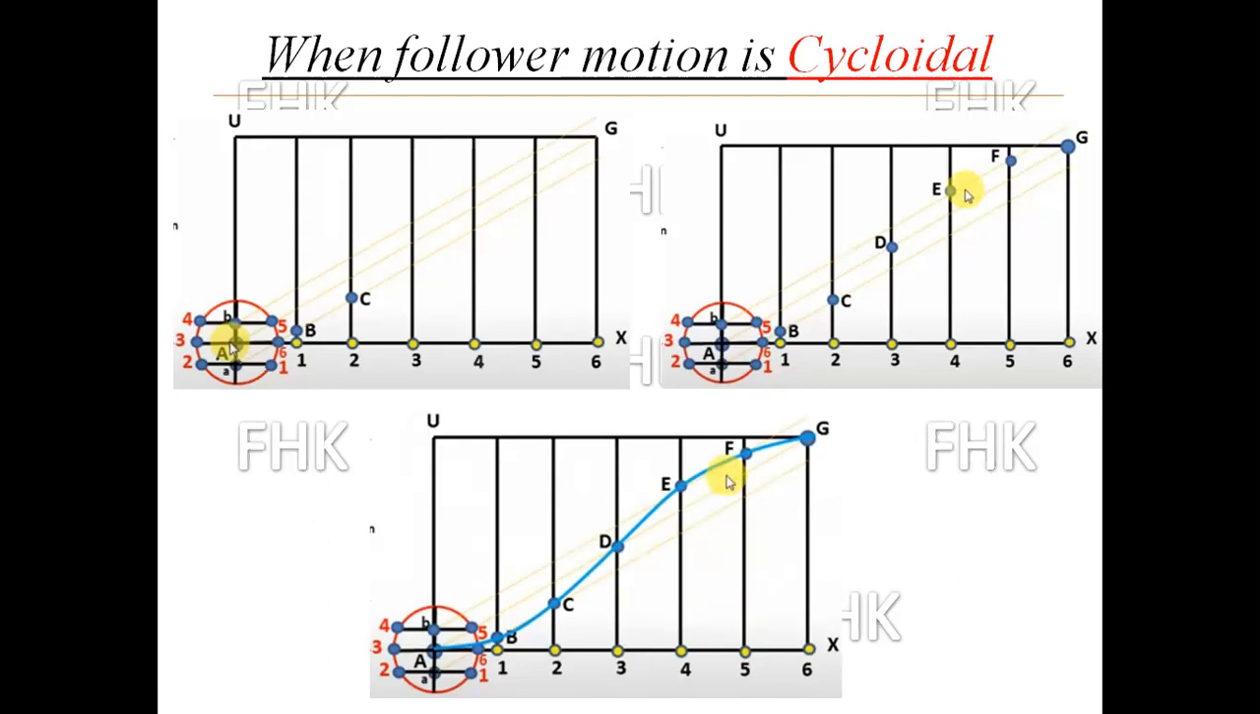So for all four different follower motions, the procedure to draw the displacement curve is different, and you have to remember the procedure while drawing the displacement curve in the examination. You have to read the problem statement carefully, in which the follower motion is given in forward stroke and in return stroke. At that time you have to draw the displacement curve accordingly.